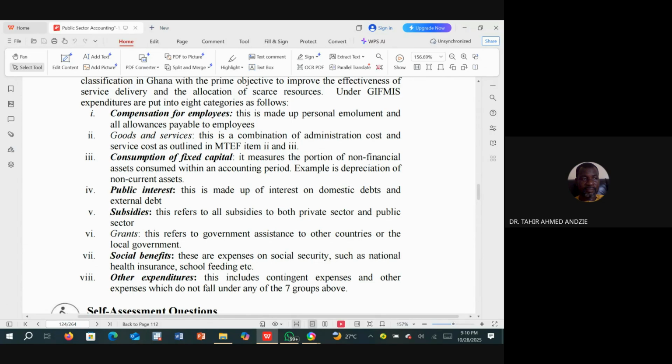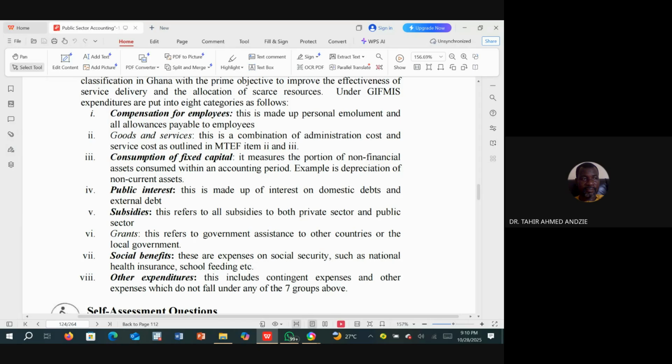Then we have public interest. Public interest here, this is made up of interest on domestic debts and external debts. So because government debt must be serviced, interest will be paid on government debt, and this is made up of the interest paid on both domestic debt and external debt.